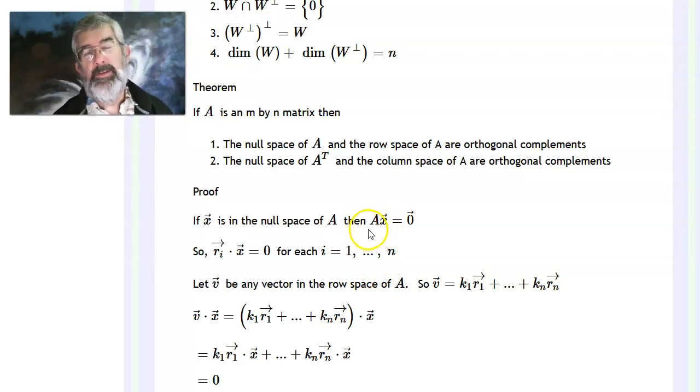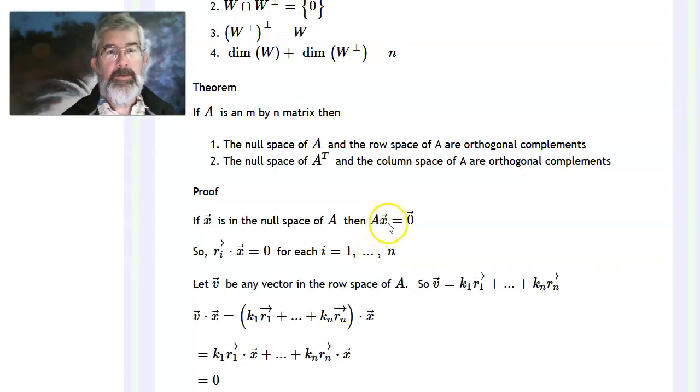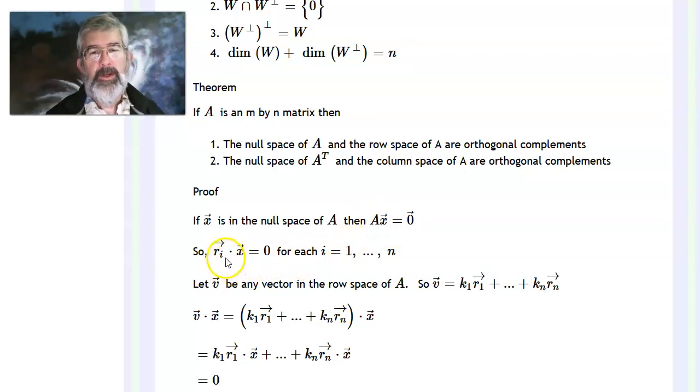The question is, is it perpendicular to the whole row space? Because the row space includes all the linear combinations of the rows. So could there be a linear combination of those rows that's not orthogonal to x? Well, we know that x is orthogonal to each one of the rows for i equals 1 to n. Actually, this should be i equals 1 to m because there's m rows in this matrix.